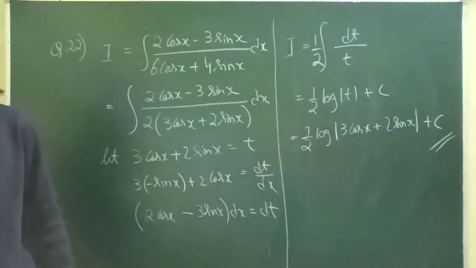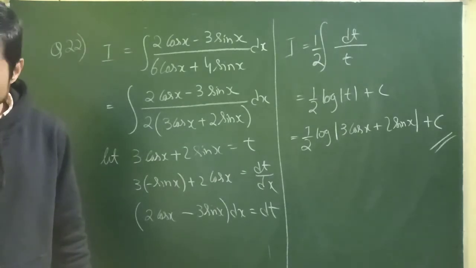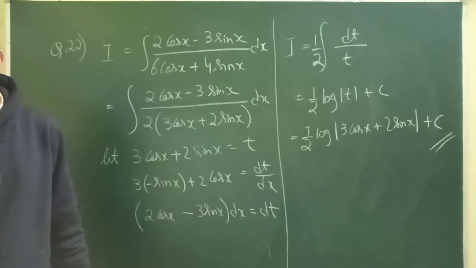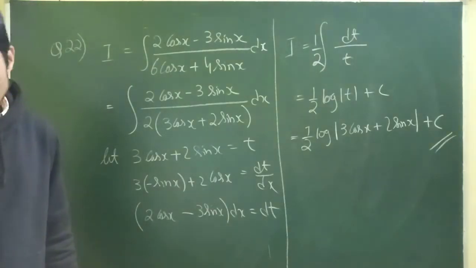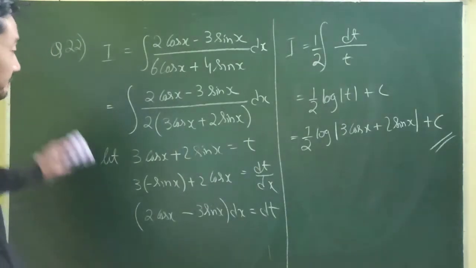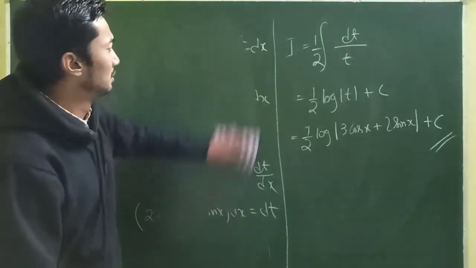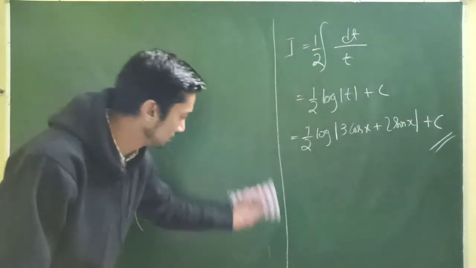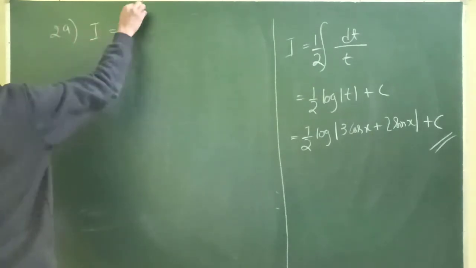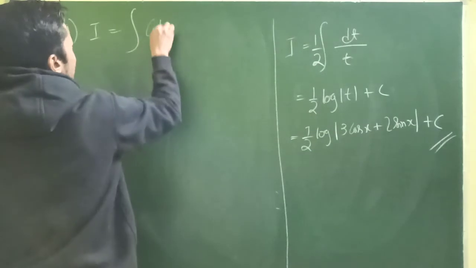So these are generally simple questions, simple exercises. Okay, let's go to which one? Let's go to 29. Let's try them. 29. I is equal to the integral of which function? Cot x log sin x.